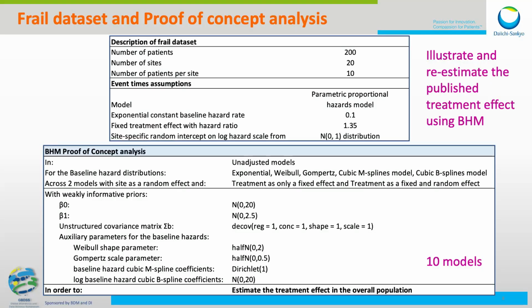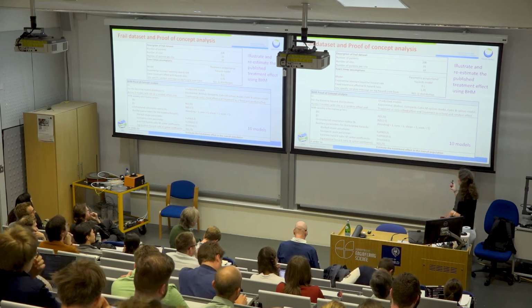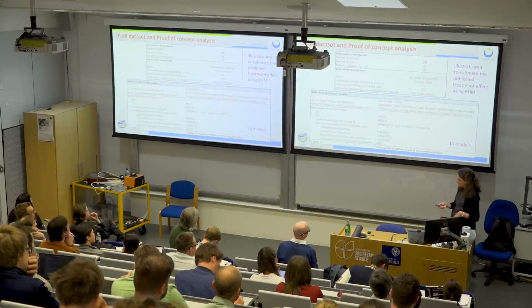You're using weakly informative priors, right, which reflect general uncertainty across a range of sensible parameter values. So they're not weak, they're not strong, they're kind of in the middle, okay? You're going to put them on all your global parameters as well as your auxiliary parameters, your baseline hazards. And as I said, the goal is to estimate the treatment effect in the overall population.